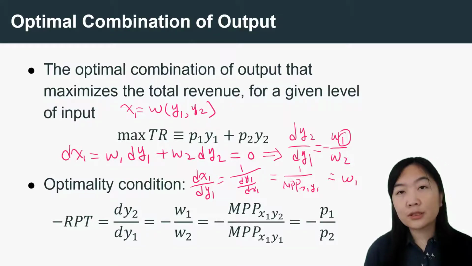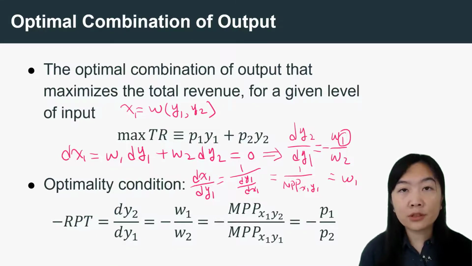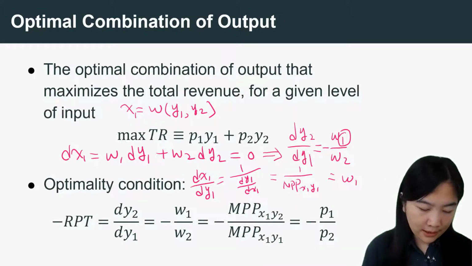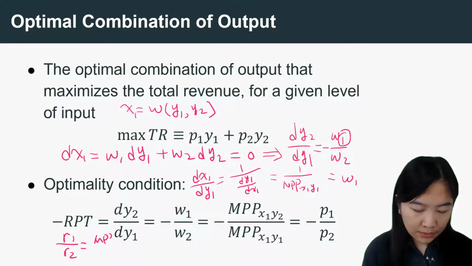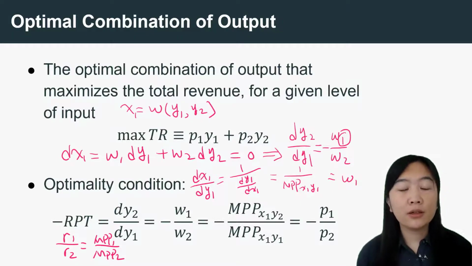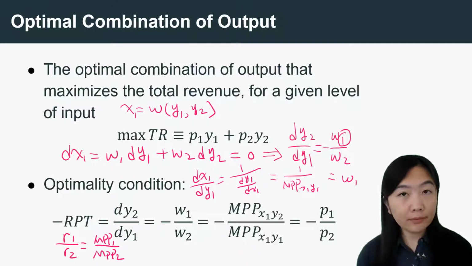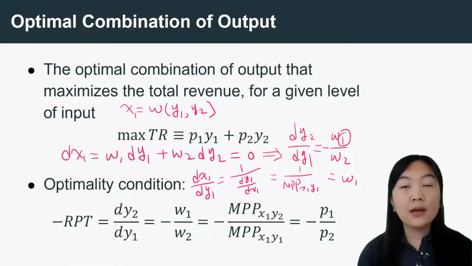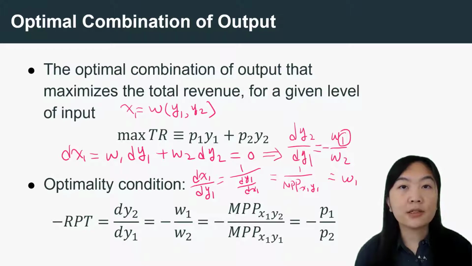So when there are two inputs, the least cost combination of inputs, the optimality condition is actually R1 over R2 equals MPP1 over MPP2. For that condition, we use the Lagrangian method to derive it. Here, we can also use the Lagrangian method to derive this condition.